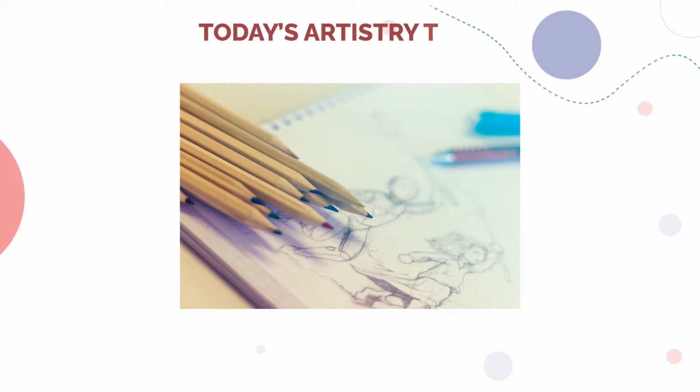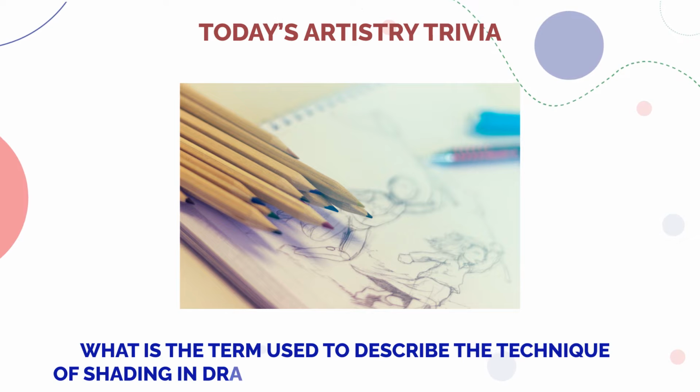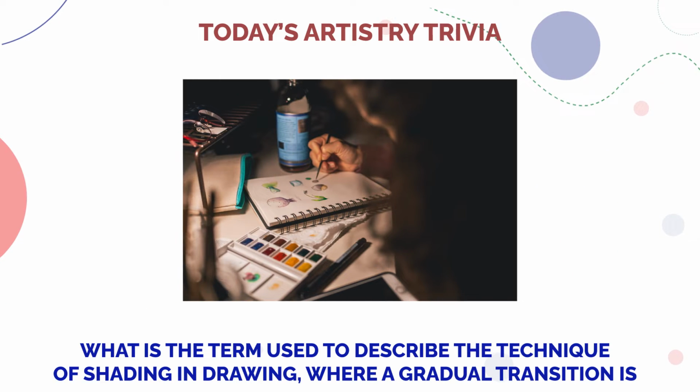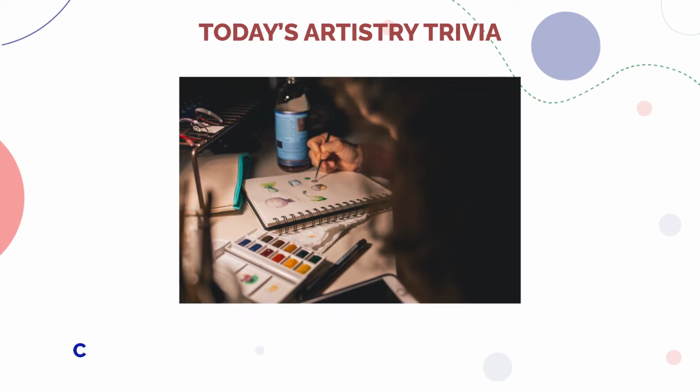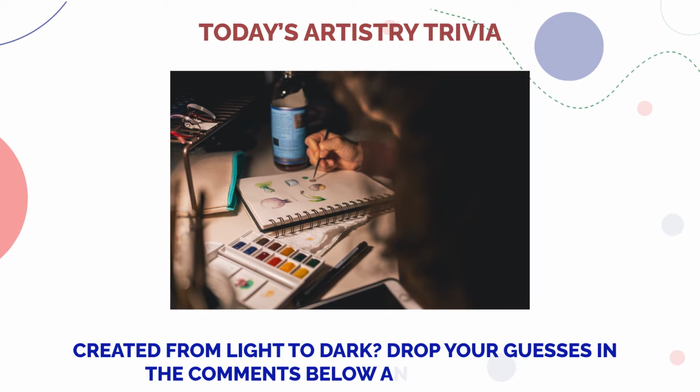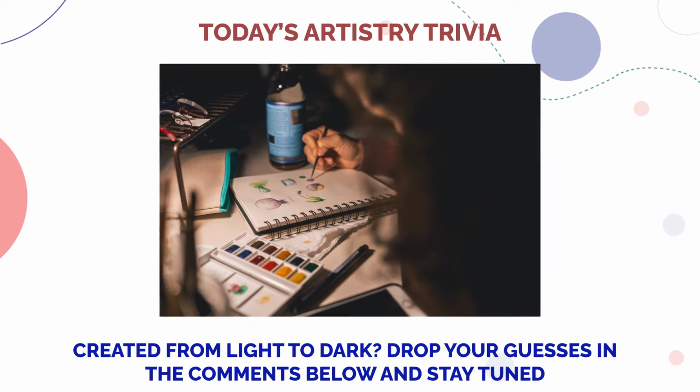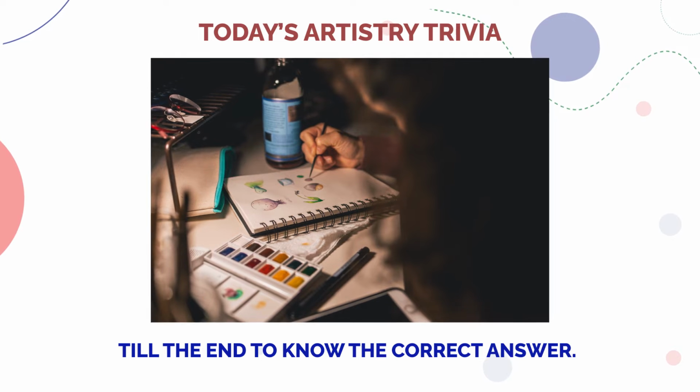For today's artistry trivia, what is the term used to describe the technique of shading in drawing, where a gradual transition is created from light to dark? Drop your guesses in the comments below and stay tuned till the end to know the correct answer.